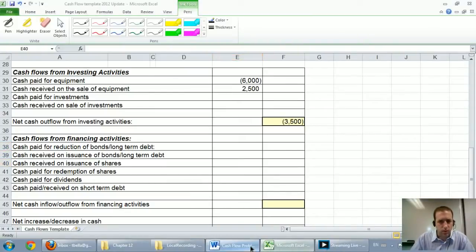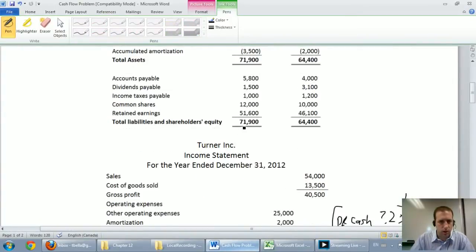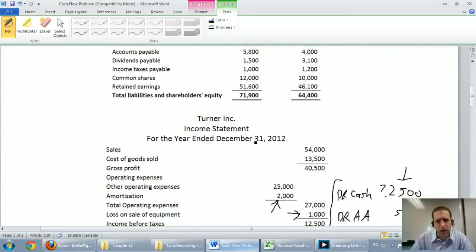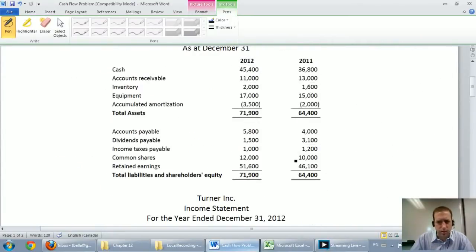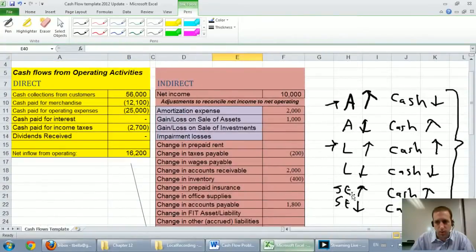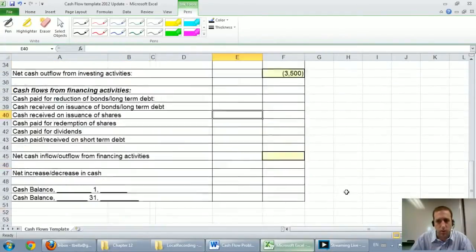Cash received on the issuance of shares. In terms of shares, it looks like we issued $2,000 of shares. It doesn't say if we issued them for cash, but I'm going to make that assumption. If it hasn't said we issued them for something else, I'm going to assume it was for cash. So we went up by $2,000 in common shares. That means we got cash and we issued more common shares. Our equity went up, and again, when I look at my little cheat sheet at the top here, if shareholders' equity goes up, cash goes up.